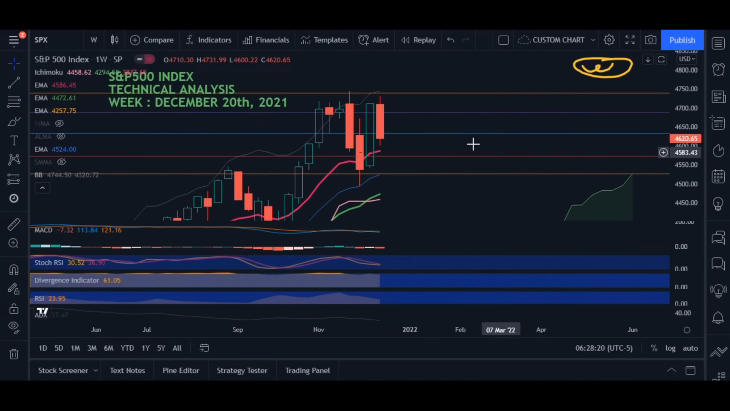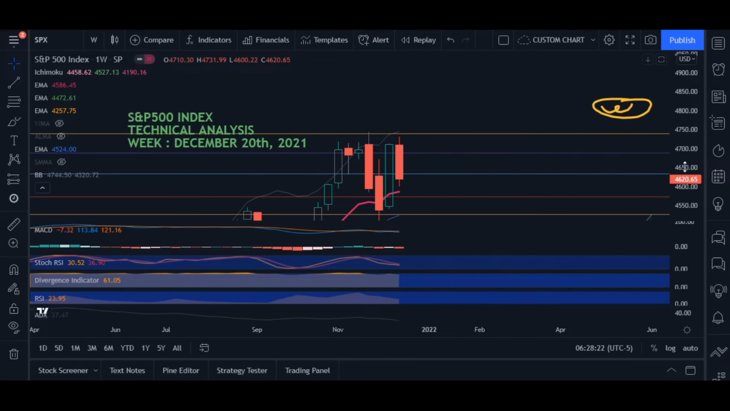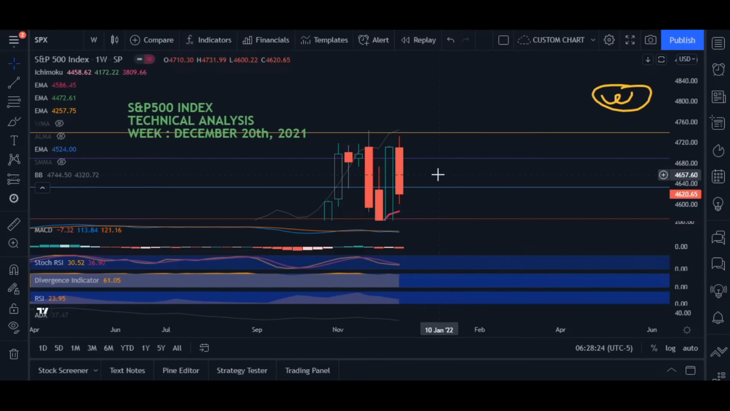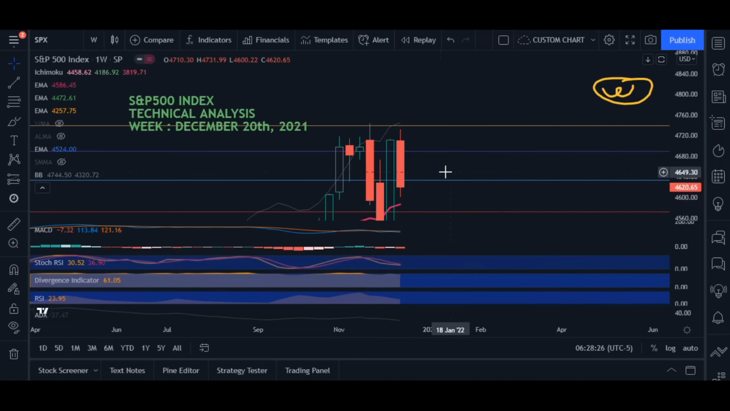Now, if we look into some other technical indicators, first we have the MACD. Okay, MACD, there was a slip. There was a slip created by the MACD, and this is not good for the bulls. Okay, see, MACD is bearish.